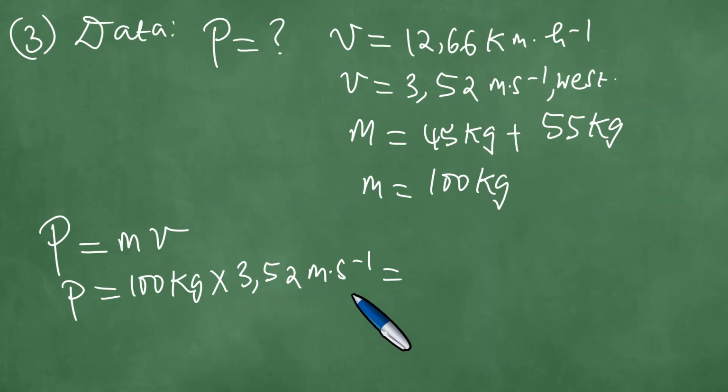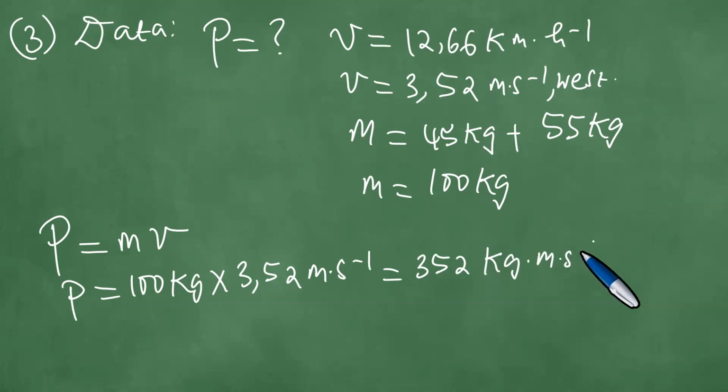So now we must just multiply these two things. So it's 100 times 3.52, which is exactly 352. You're getting that, right? 352 kilograms meters per second west. Right, so this is the momentum of the driver and the go-kart system combined. So the driver is driving the go-kart system, like finding the momentum of the driver and the car together. Okay.